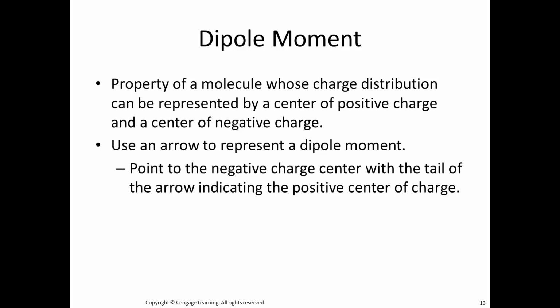A dipole moment is a property of a molecule whose charge distribution can be represented by a center of positive charge and a center of negative charge. We typically use an arrow to represent a dipole moment, and we point to the negative charge center with the tail of the arrow indicating the positive center of charge.